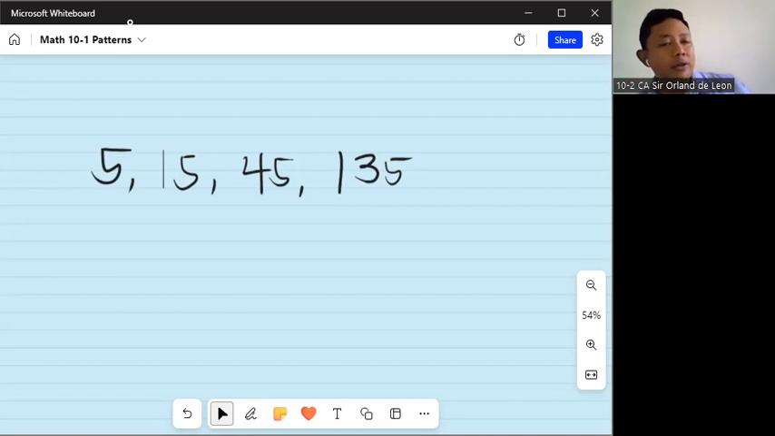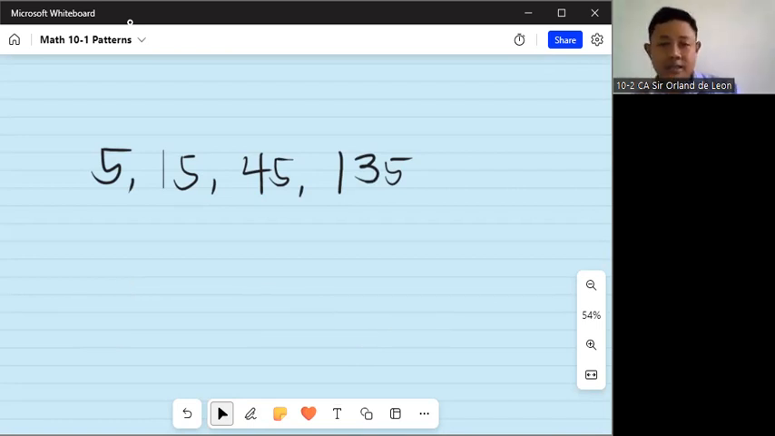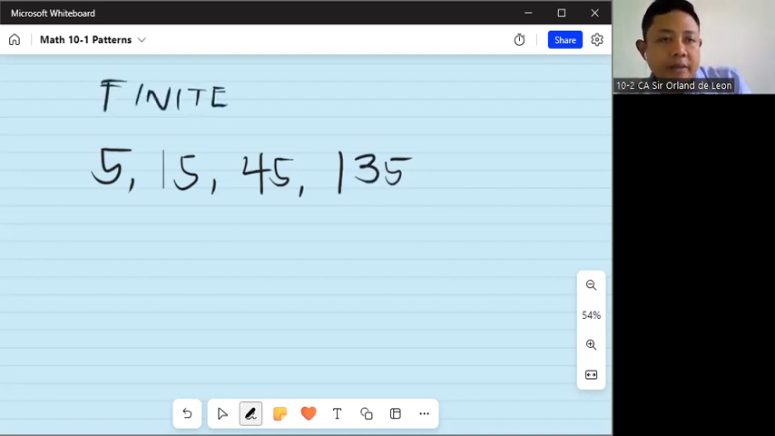So, for example, we have this kind of sequence. What do you call this one? Is this finite or infinite? Show me a heart reaction if it's finite and a thumbs up if it's infinite. Sige nga, show me a reaction. Good. That's nice. So you now know which is finite and infinite. So this is a finite sequence. Please know that for finite sequence, we have a special name for its terms.